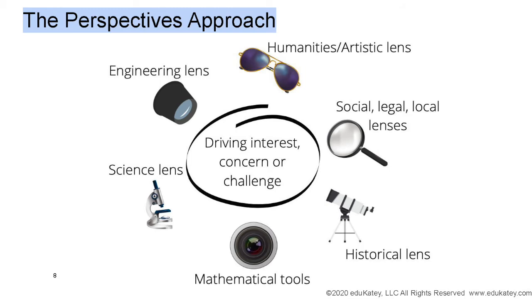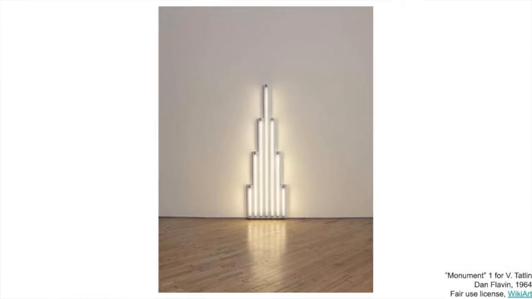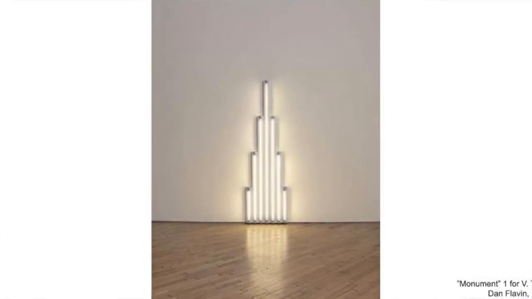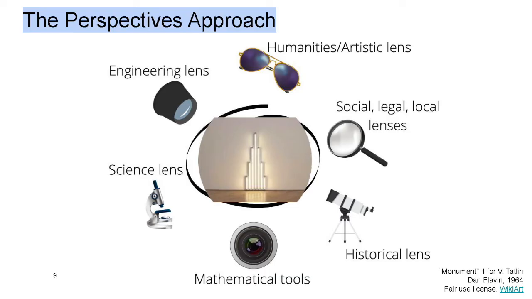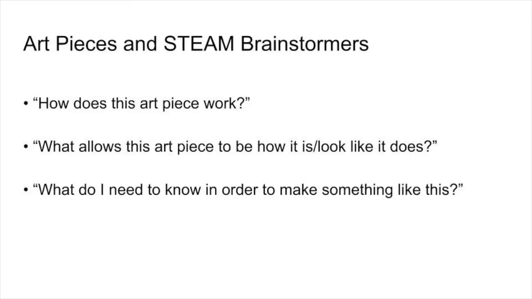Let's look at Flavin's Monument 1 for V. Tatlin for a moment. I challenge you to pause right here and try the exercise yourself. Think about the sculpture through these lenses. Consider also these brainstormer questions available on your handout. How does this art piece work? What allows this art piece to be how it is and look like it does? What do I need to know in order to make something like this?